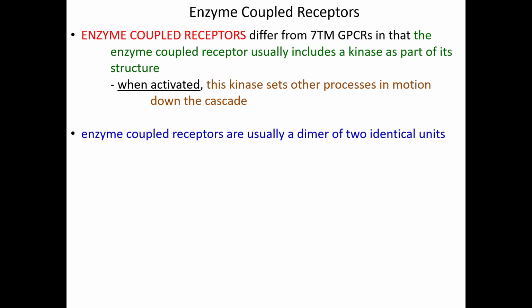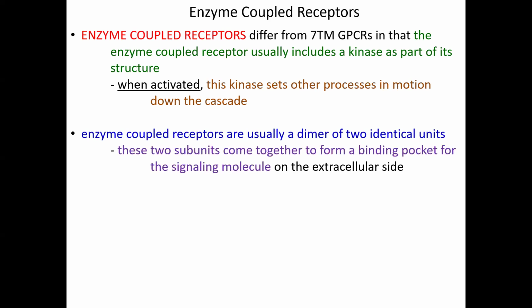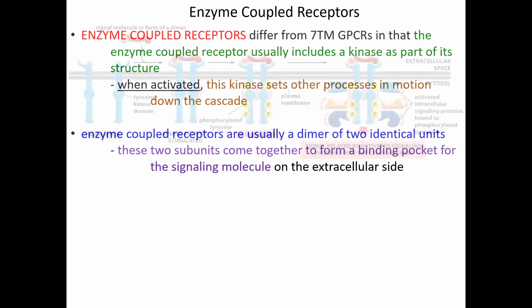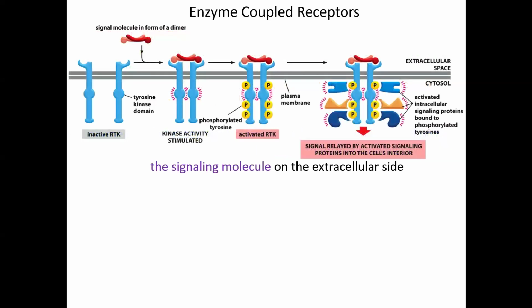Enzyme-coupled receptors are usually a dimer of two identical subunits. And typically what happens is that the signaling molecule serves as the bridge to bring those two subunits together. Each subunit has a half binding site for the ligand. And when the ligand is present, each half binding site is brought in close proximity, and now the receptor is made whole.